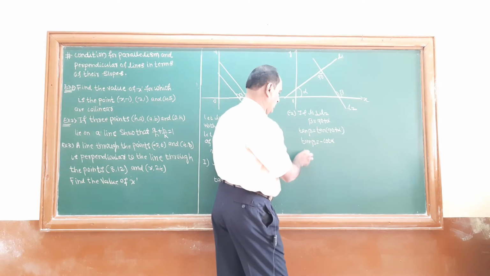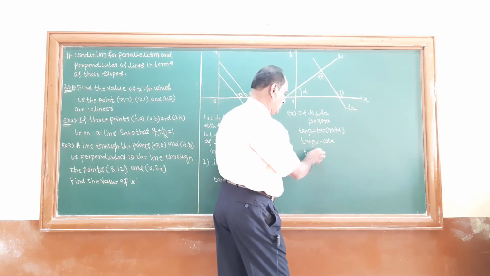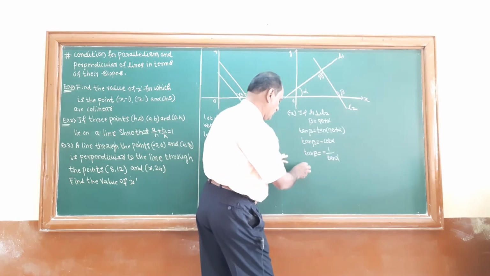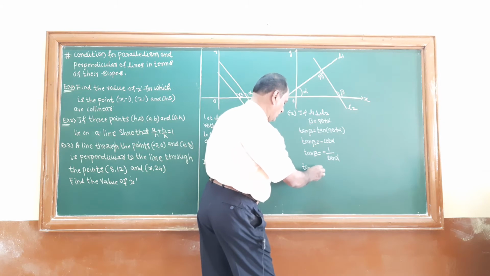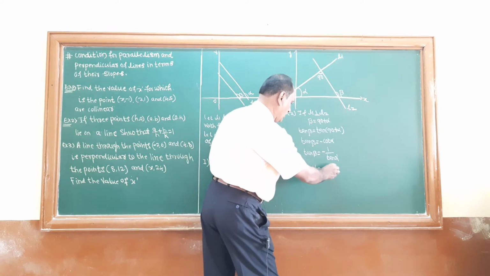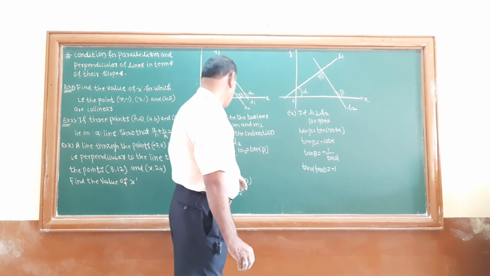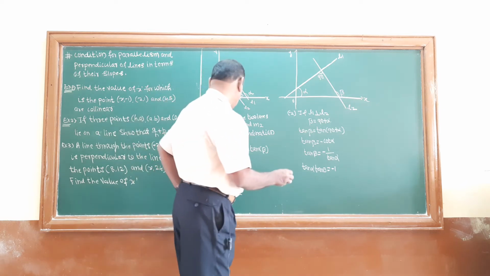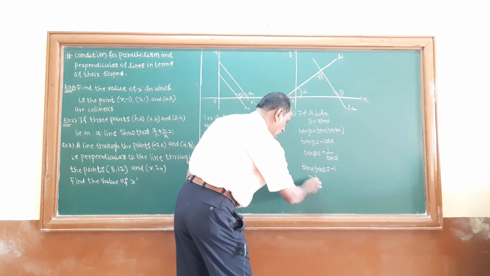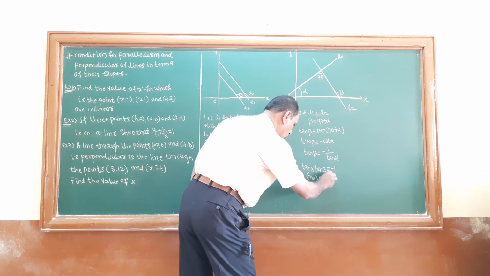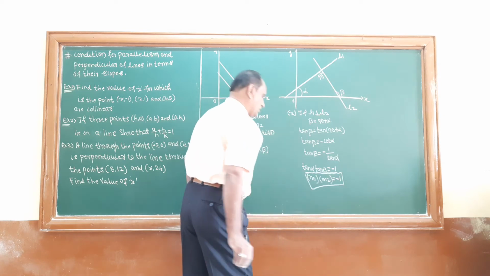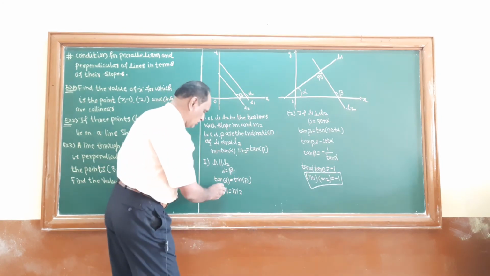Simplify again: tan beta is equal to minus cot alpha, which can be written as 1 divided by tan alpha. Cross multiply: tan alpha into tan beta is equal to minus 1. Tan alpha means m1, tan beta means m2. So m1 multiplied by m2 is equal to minus 1. So the condition for perpendicular lines is m1 m2 is equal to minus 1.